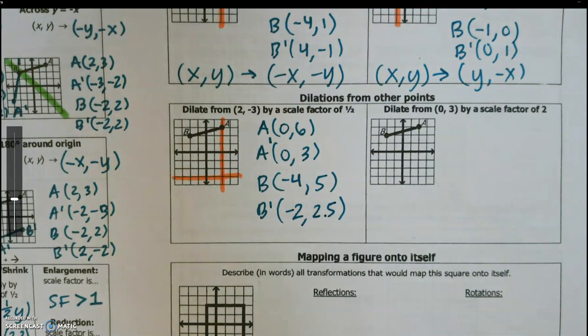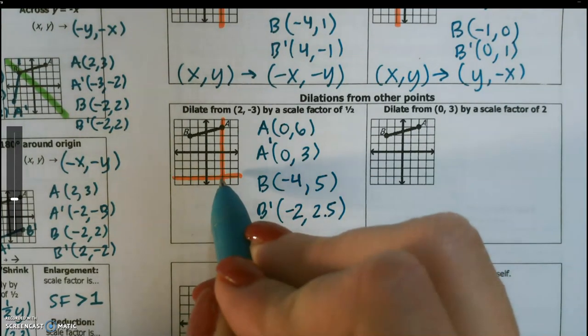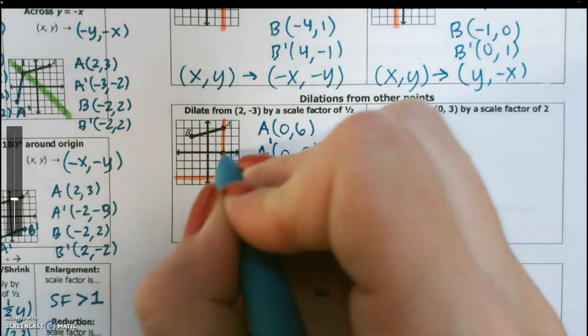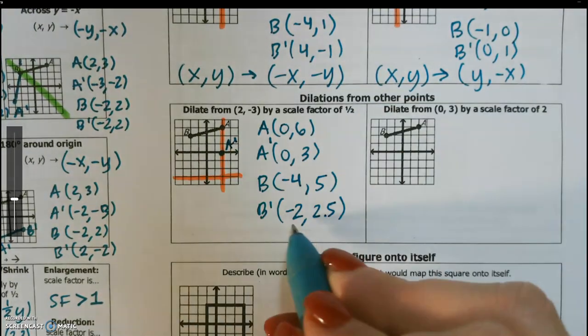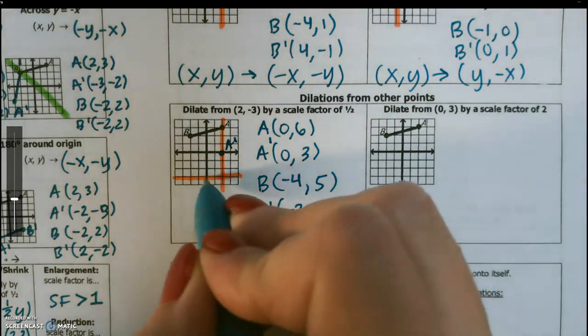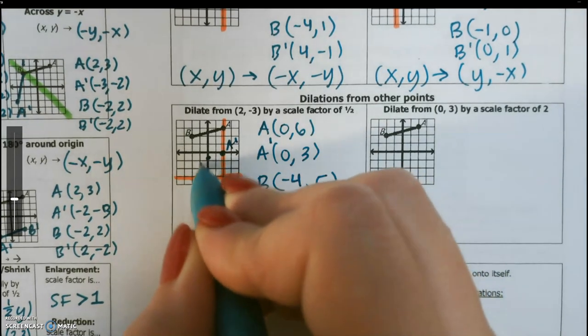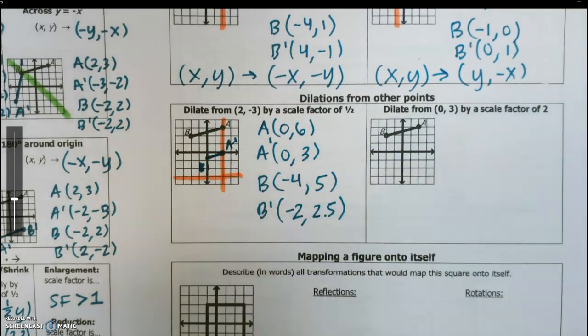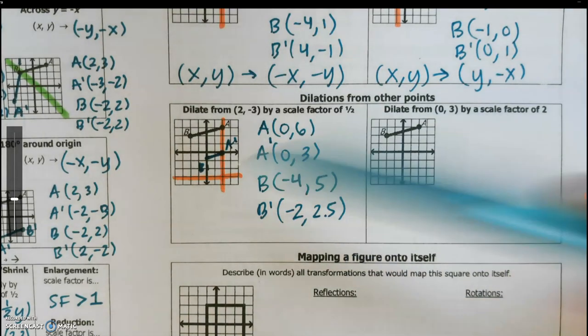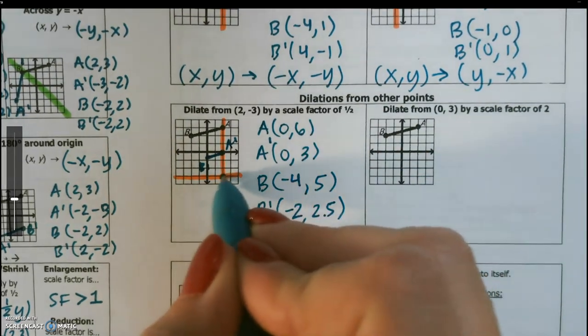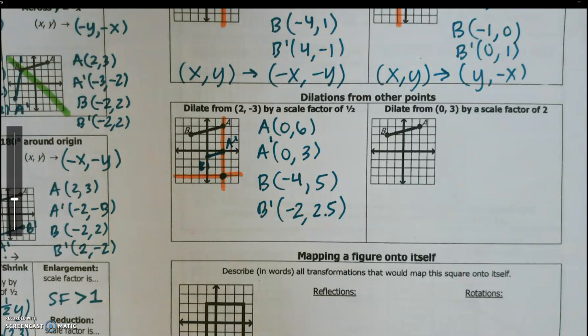Now when you plot it based off of your new origin, 0, 3, 1, 2, 3. Here's your A prime. Negative 2, 1, 2, 2.5. Here is your B prime. So notice it's half the size and it's halfway closer to the center of dilation. Okay, let's try this one more time.